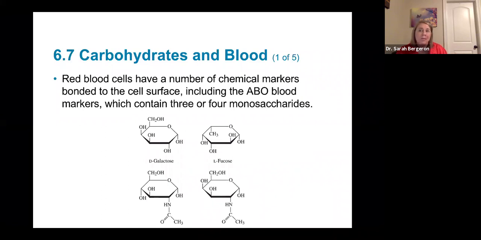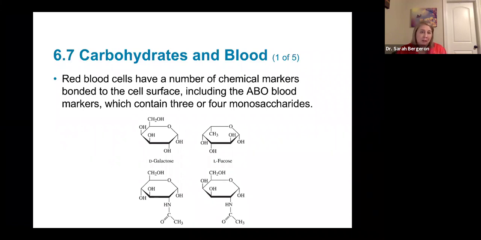And so that can be very, very dangerous. So we have to think about that when we're using modern science in terms of donating blood to people, right? So red blood cells, just like every other cell in your body, have markers on the outside of the cell surface. There are a couple of different kinds, but the most important are called the ABO blood markers. The ABO blood markers are little carbohydrates that stick out on the outside of your cell, and they're unique to your blood type.